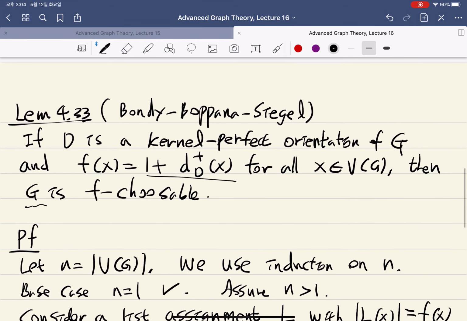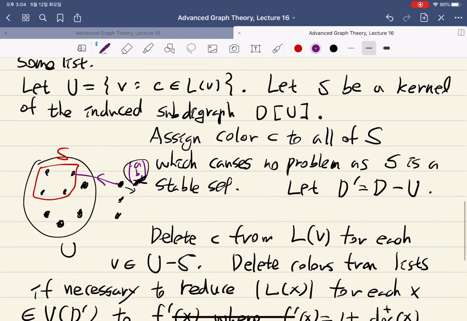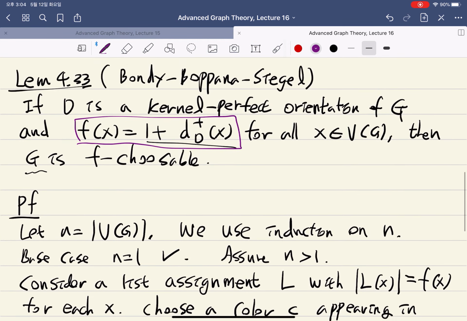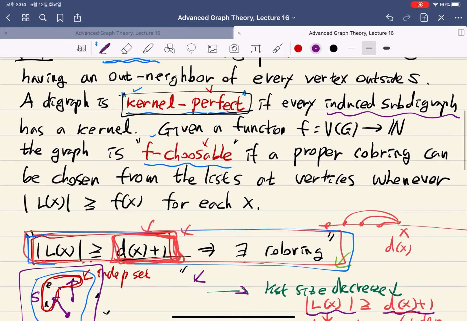So we have some lemma which is stronger than just using grid coloring. I wouldn't say it's stronger than using the grid coloring, but stronger than this trivial condition.